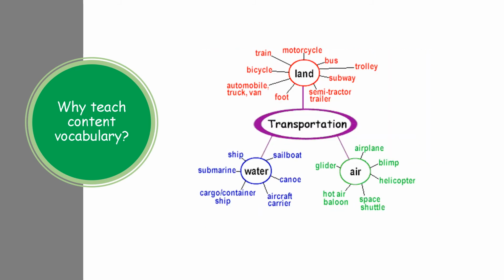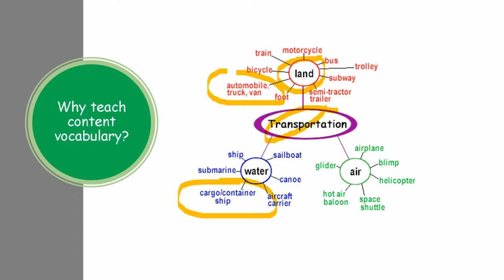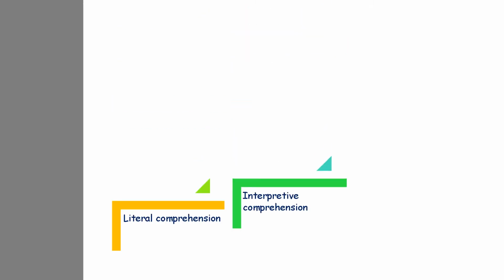For example, in teaching the concept of transportation, teachers should not limit the discussion to the means of transportation on land or on four-wheeled vehicles or on machines run by fuel. Do you still remember the three levels of comprehension discussed in Chapter 4? Level 1 is literal comprehension, Level 2 interpretive, and Level 3 evaluative.